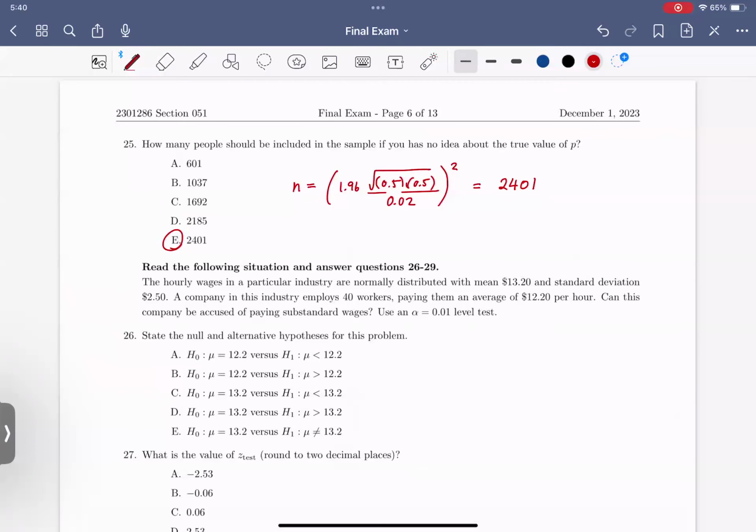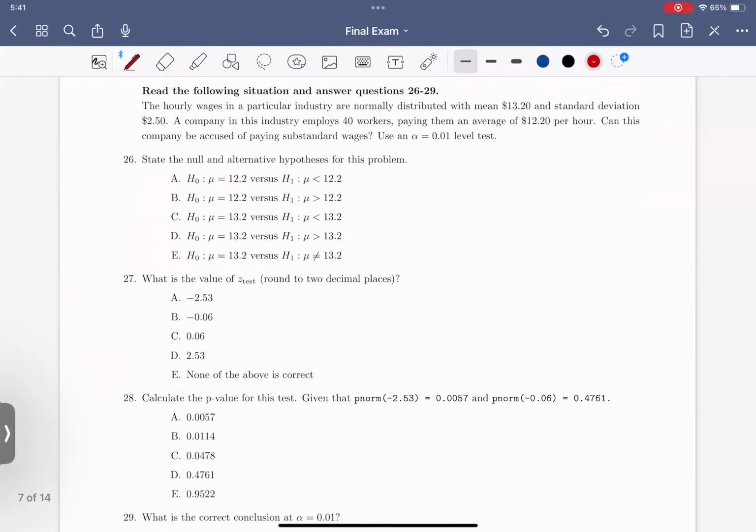Next one, question 26 to 29. The hourly wages in the particular industry are normally distributed with the mean 13.2 and standard deviation 2.5. A company in this industry employs 40 workers, paying them an average of 12.2 per hour. Can this company be accused of paying substandard wages? Use alpha equal to 0.01.